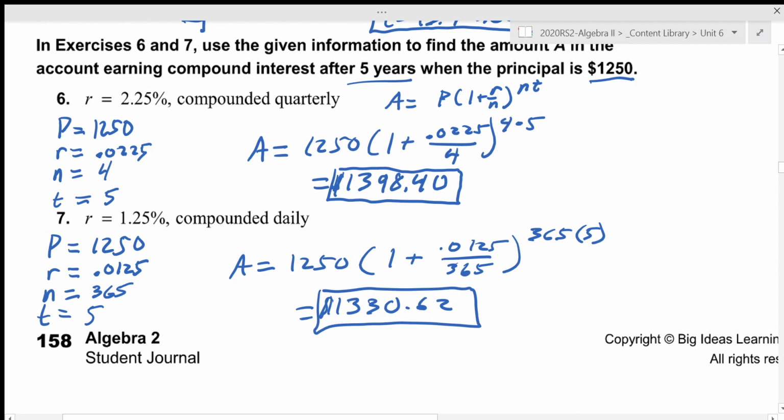Alright, so the goal of this video was to just expose you to a few more types of problems that you can see with exponential growth, decay, graphing, population growth, and most importantly, compounding interest.